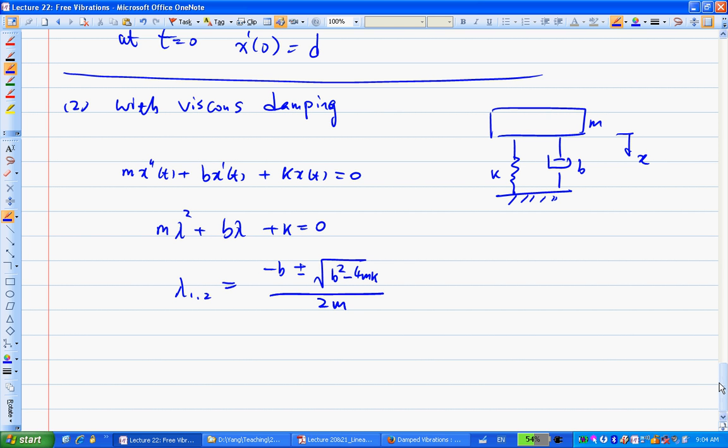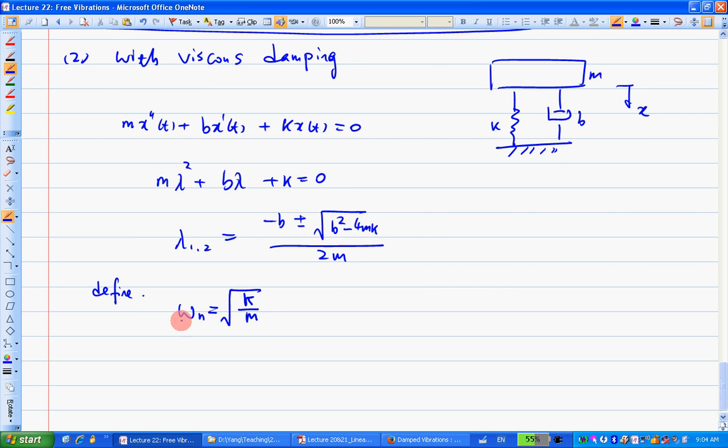Now, instead of using m, b, k, we're going to use a convention that everybody has been using, with slightly different symbols here. So I'm going to define a couple of things. First of all, we're going to define our natural frequency as before. That natural frequency is the square root of k over m. This is in radians per second.